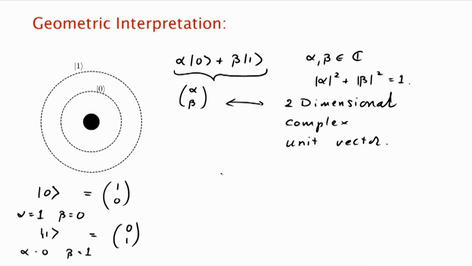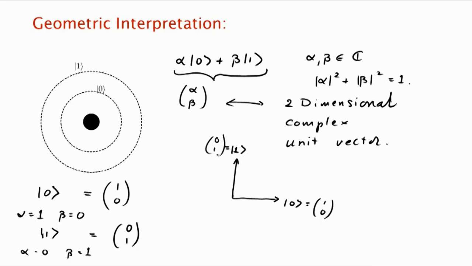So if we were to plot it out, let's just do this assuming alpha and beta are real, because it'll make it easier to draw. So what do we have? Here's our picture. That's the vector 0, the ground state, because it corresponds to that basis vector. That's the excited state, because that corresponds to that basis vector.